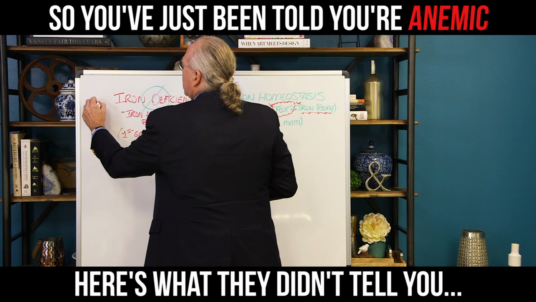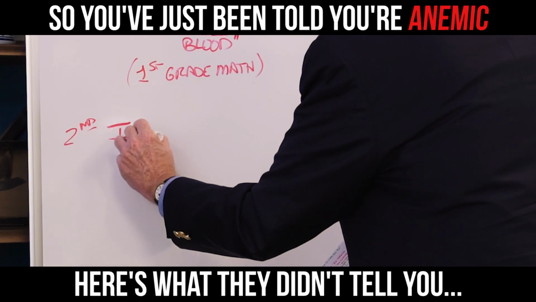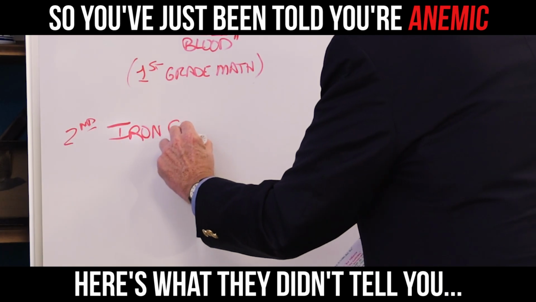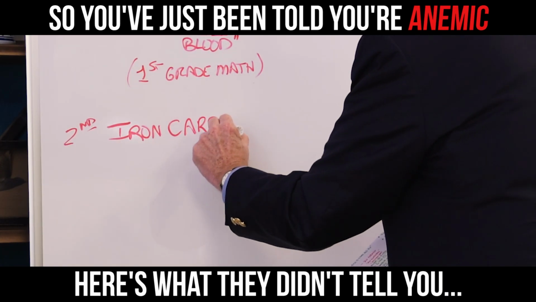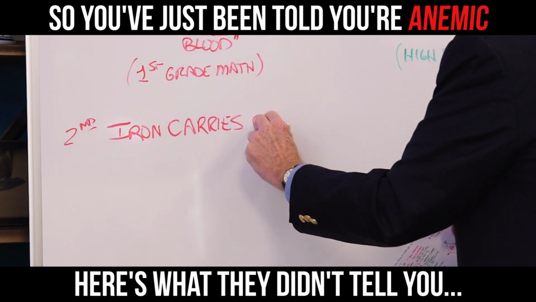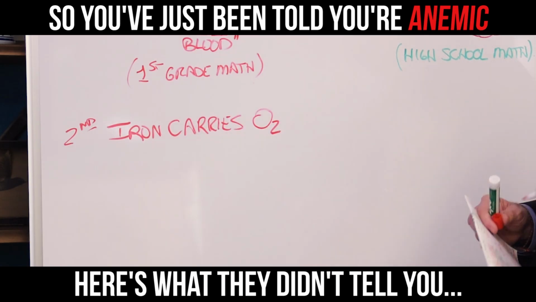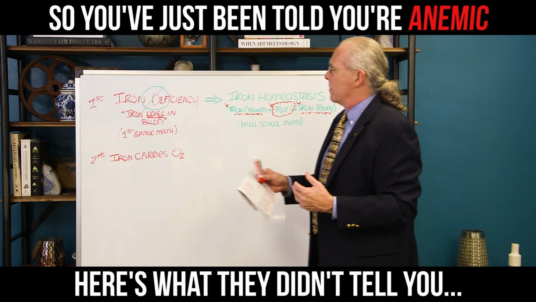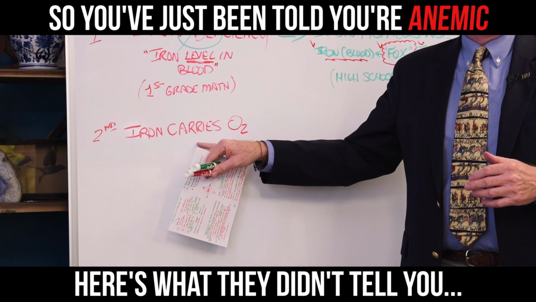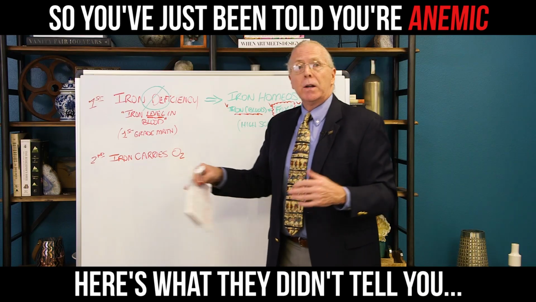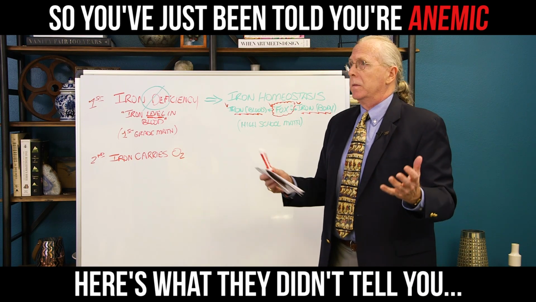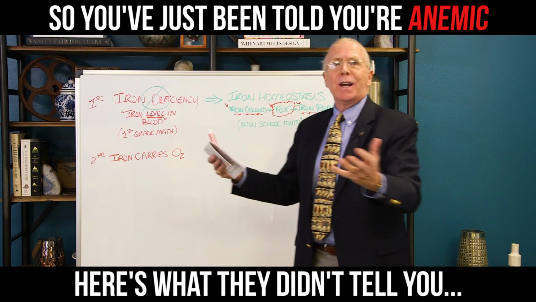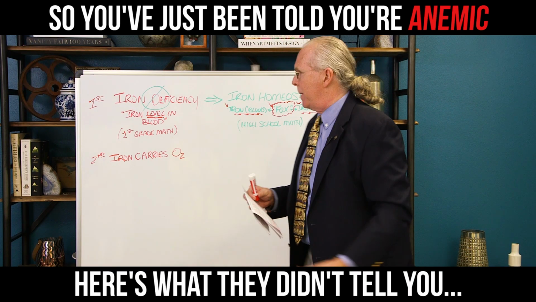So this is really the first level. The second level is iron carries oxygen. It's a big deal. We need that oxygen to make energy in order to have a successful life. But 70% of the iron in the human body is found in hemoglobin. And what is it doing? It's carrying oxygen all over the body.